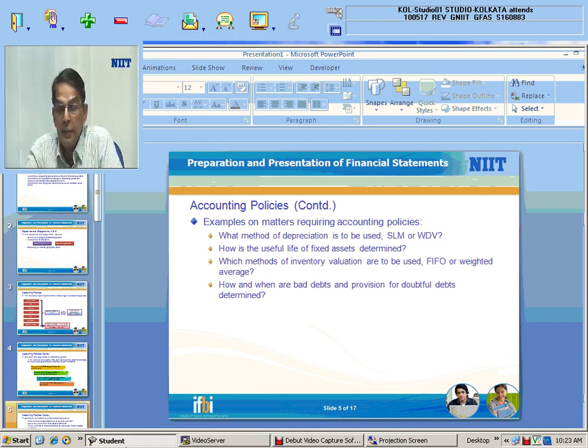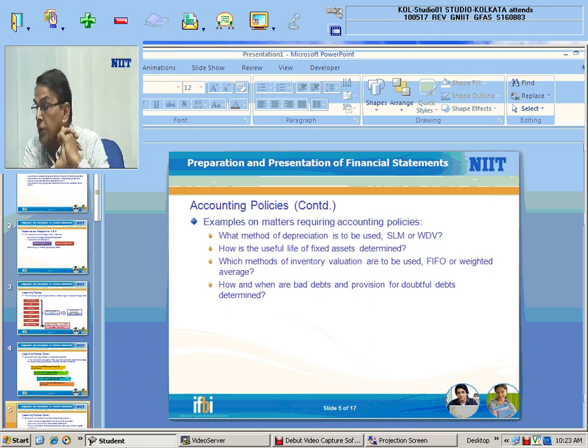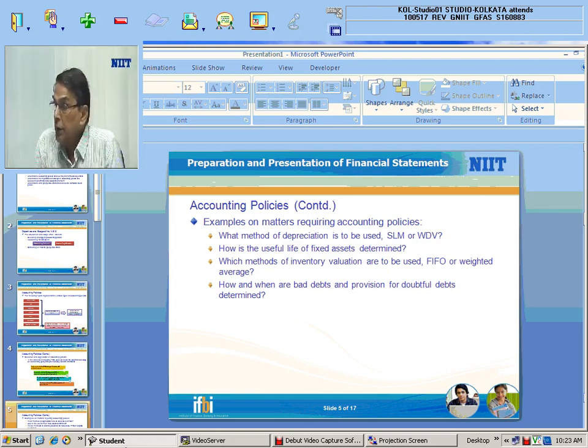How and when are bad debts and provisions for doubtful debts determined? These are the various issues or matters which require selection of accounting policies and implementing them. Like the method of depreciation to be used, the method of inventory valuation to be used, determination of useful life of fixed assets, and determining the provision for bad and doubtful debts. These are matters of accounting policies. So the entity must have certain accounting policies for deciding in these matters.